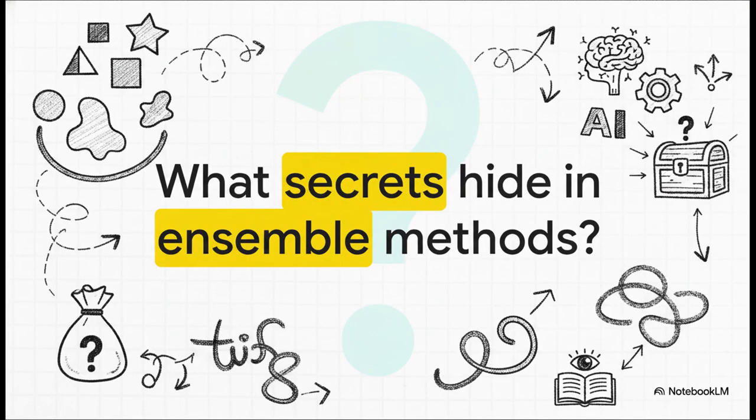Which leaves us with a pretty provocative thought to wrap up our explainer today. If techniques like bagging can just break the standard rules of model building, what other AI secrets are hiding out there in ensemble methods? The whole world of machine learning is absolutely full of these incredible structural twists.